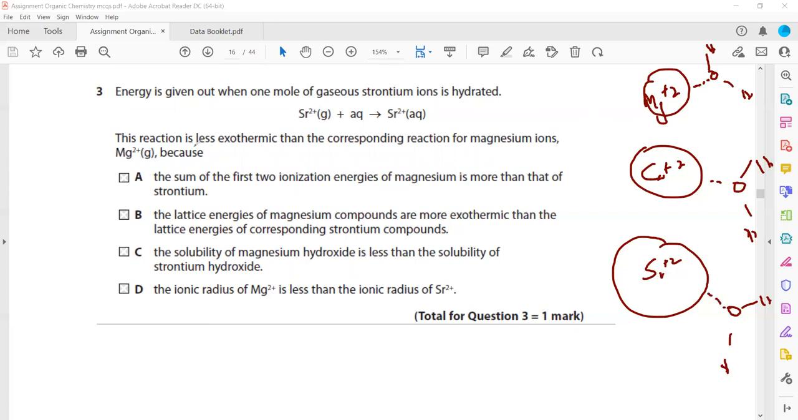So what is the reason why? Hydration energy is always exothermic, because the bond forming is exothermic. As we go down the group, the ionic radii increases, so hydration energy decreases. So why magnesium? The ionic radius of magnesium is smaller compared to strontium, so magnesium will have a higher exothermic or higher hydration energy compared to that of strontium. So D is the right answer.